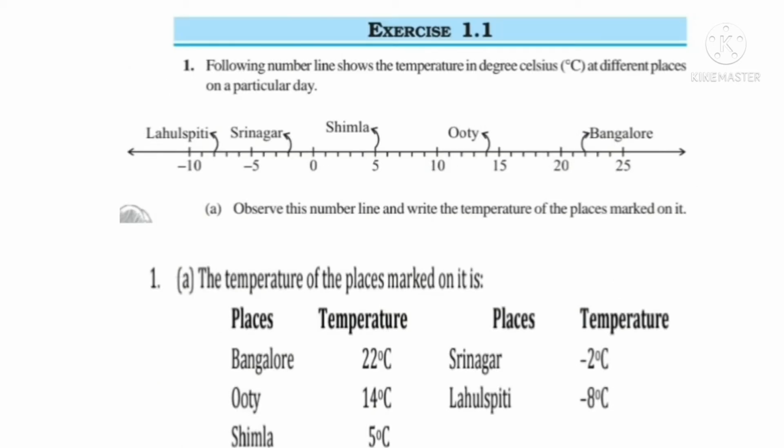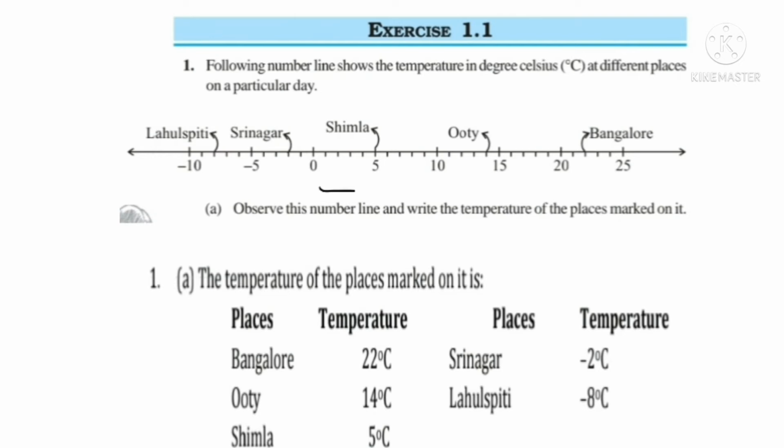Okay. Now let's begin the exercise. The first question of the exercise states that the following number line shows the temperature in degrees Celsius at different places on a particular day. So here the number line is given to us, which is showing the temperature at different cities on a particular day.